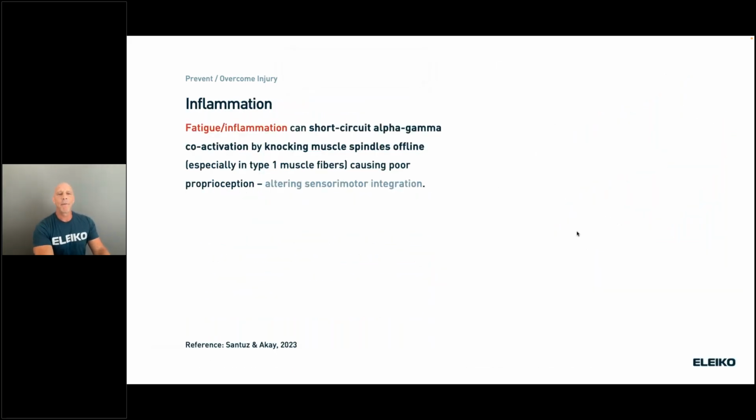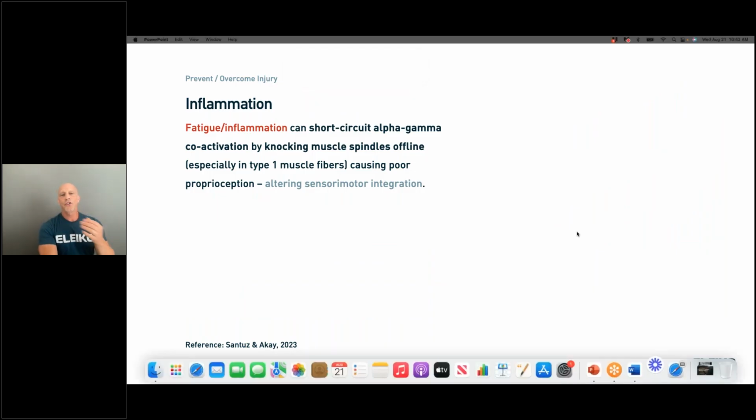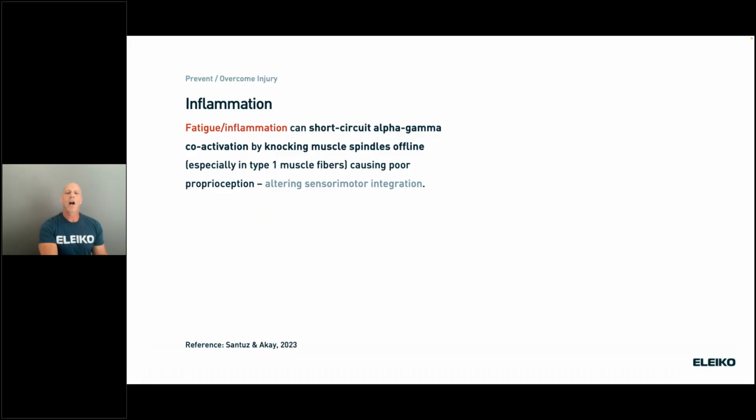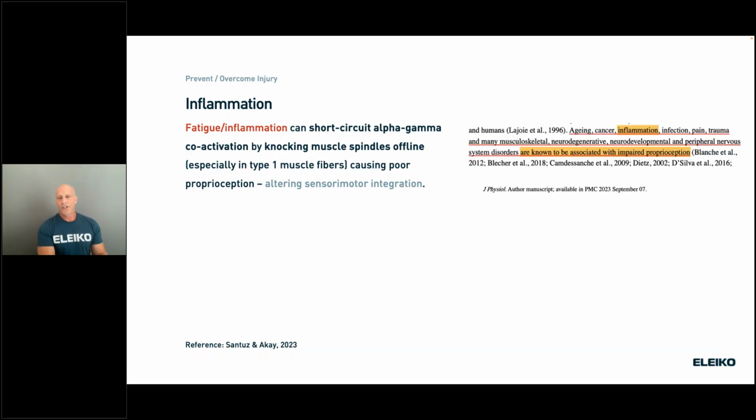So now looking at inflammation, I already told you it'll short circuit your alpha-gamma coactivation. It'll knock the spindles offline, especially in the type 1 muscle fibers, because they're the lowest threshold, and it'll cause poor proprioception. This is just a study that shows, and this is actually a great article, and it lays out everything perfectly, with the references down there. I highlighted inflammation because aging, cancer, infection, pain, trauma, those are all related to inflammation. So they should have just put that inflammation is known to be associated with impaired proprioception.